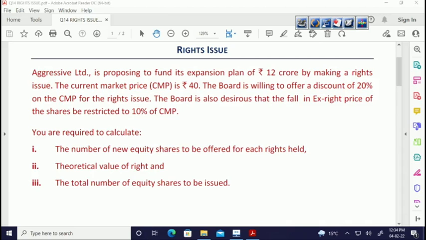Board is willing to offer a discount, that's okay. Board is also desirous that the fall in the ex-rights price is restricted to 10% of the current market price. So which means 40 into 0.9, 36 is PE. We know P0 is 40. We know X is 32, and we know PE 36 lies in between. That means the rights ratio will be 1:1. You are required to calculate the number of new equity shares to be offered. 1:1. Theoretical value of the right will be 36 minus 32, which is 4. Let's come to the next question.